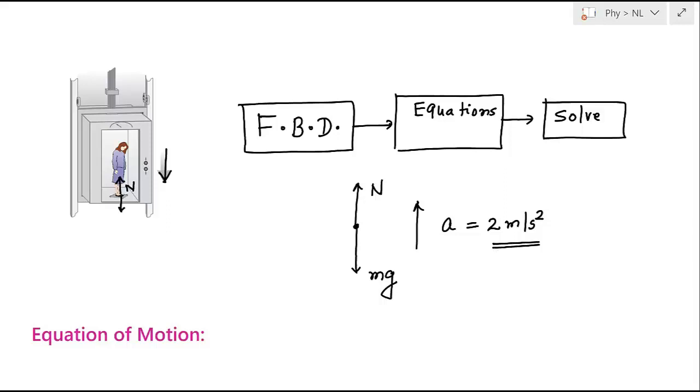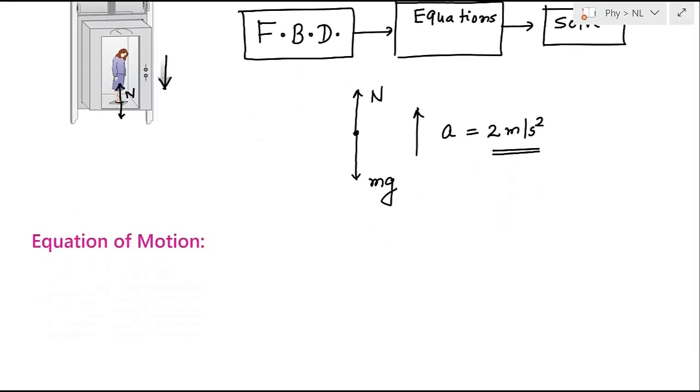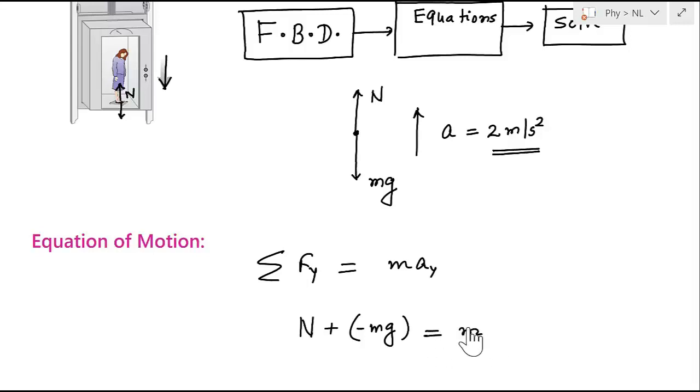Now, with the free body diagram I can write the equation of motion. The total force in the y direction is equal to mass times acceleration in the y direction. What are the forces acting in the y direction? Normal reaction plus mg, but mg is acting in the downward direction, that's why we have to put a minus sign, is equal to mass times acceleration. In this case, the acceleration is in the upward direction, that is a.